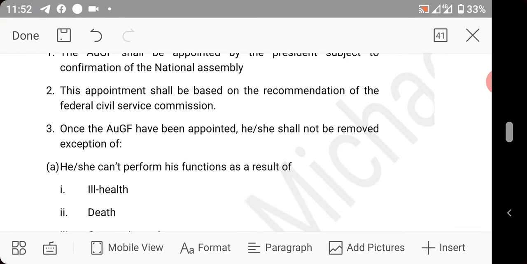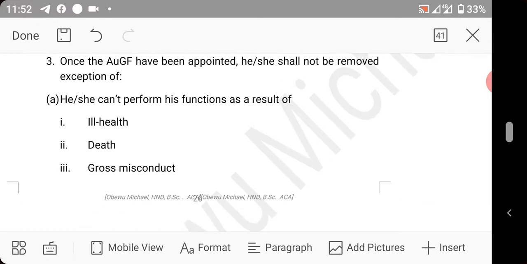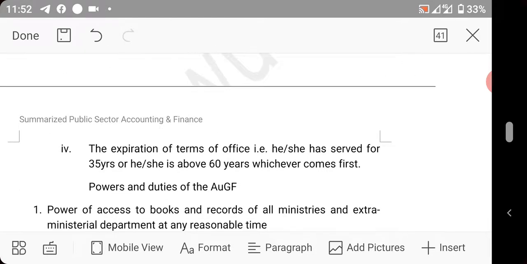You understand? Once the auditor has been appointed, he or she shall not be removed except: 1, he is sick; 2, he is dead, he died in the office; 3, gross misconduct, where the auditor has been found to be probably collecting bribes, or found to be in a conflict of interest, as the case may be. So we can say he has been found guilty of gross misconduct. On such grounds, the president can remove him. 4, the expiration of the term of office, that is, he or she has served for 35 years or is above 60 years of age, whichever comes first. So these are the conditions upon which the auditor shall be removed from office.